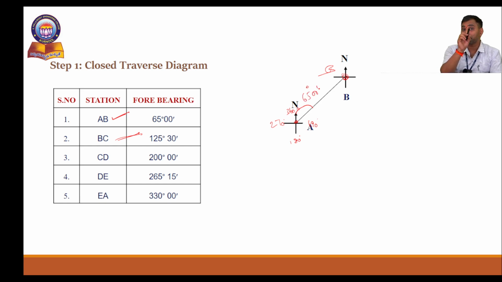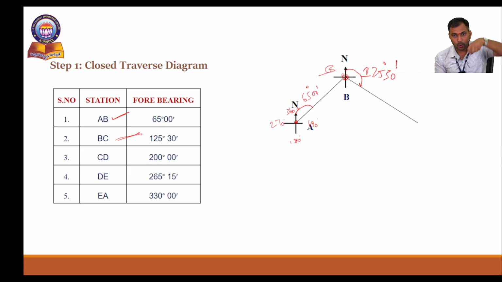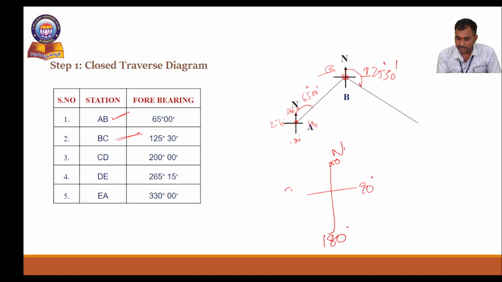Now, what is the forebearing value of B to C? We have to measure from 0 degrees onwards: 125 degrees 30 minutes. The 125 degrees falls between 90 degrees and 180 degrees. This is 90 and this is 180 degrees. This is the north direction, which compulsorily has 0 degrees. Again 90, 180, next 360.